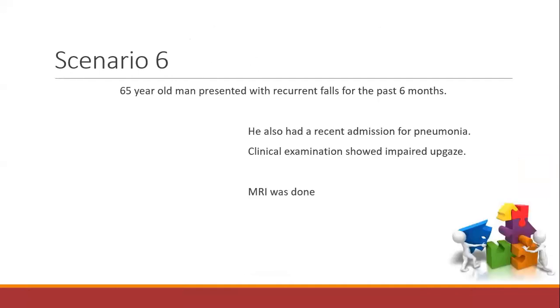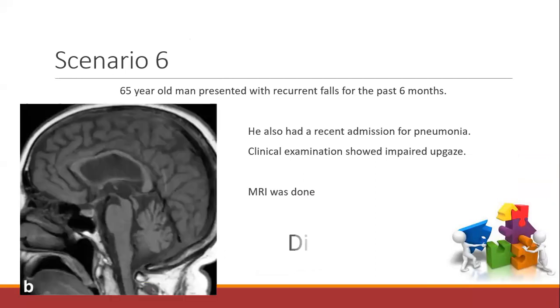Scenario 6. A 65-year-old man presented with recurrent falls for the past 6 months. He had a recent admission for pneumonia. Clinical examination showed impaired upgaze. MRI was done. What is the diagnosis and what is the sign that you are seeing?